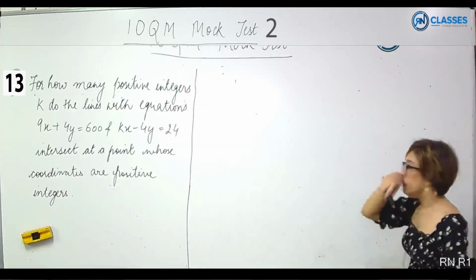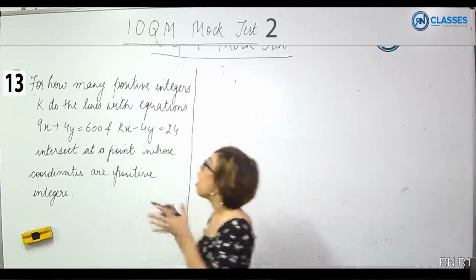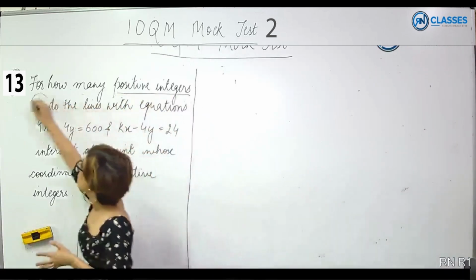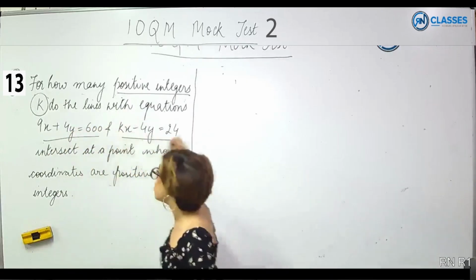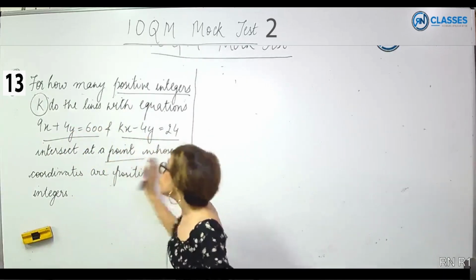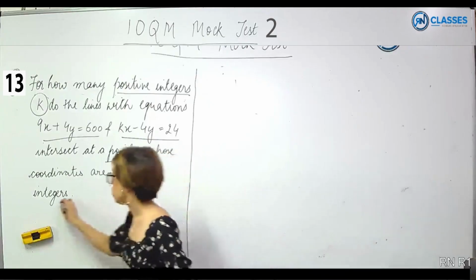Let's move on to the next one. Now, he says for how many positive integers k, so k is a positive integer, do the lines with equations this and this intersect at a point whose coordinates are positive integers.